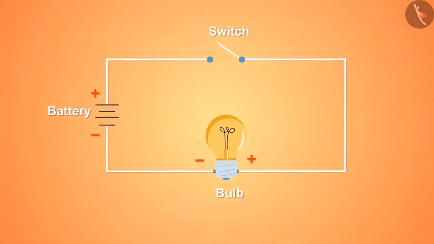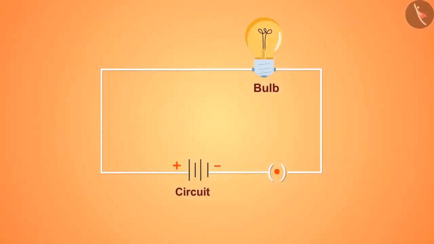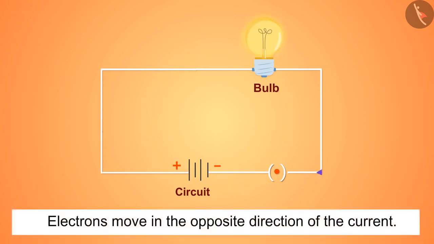This diagram shows a circuit in which the positive terminal of the battery is connected to the positive terminal of the bulb via wires through a switch, and the negative terminal of the battery is connected to the negative terminal of the bulb. Great, we understood the circuit. But what does this positive and negative mean? These positive and negative signs indicate the direction of current in the circuit. The electric current starts flowing from the positive terminal of the battery and ends at the negative terminal. It is also to be noted that electrons move in the opposite direction of the current.